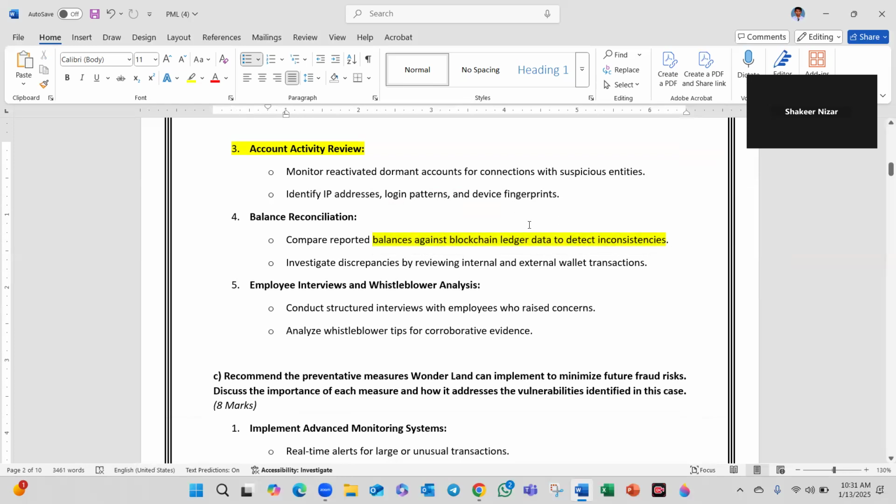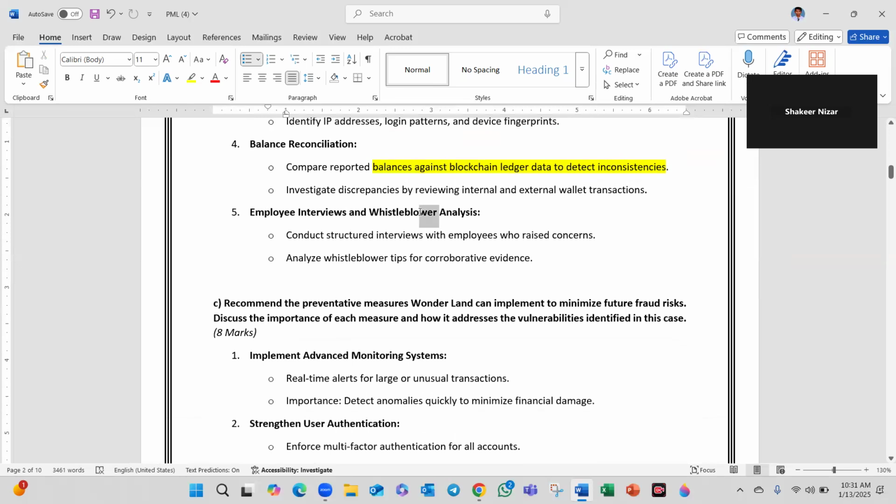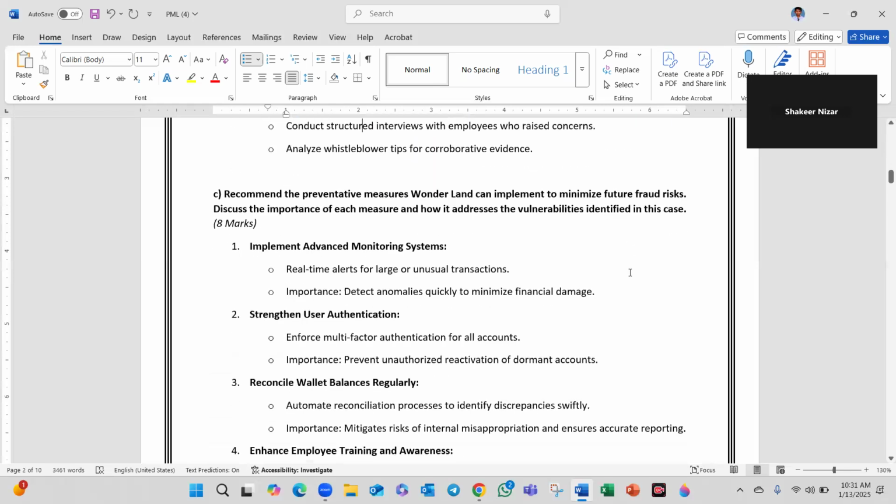Investigate discrepancy. Employee interviews and whistleblowers. Conduct interviews. The best method to collect data is a whistleblower, right? Conduct structured interviews with employees who raise concerns. Analyze whistleblower tips for corroborative evidence.